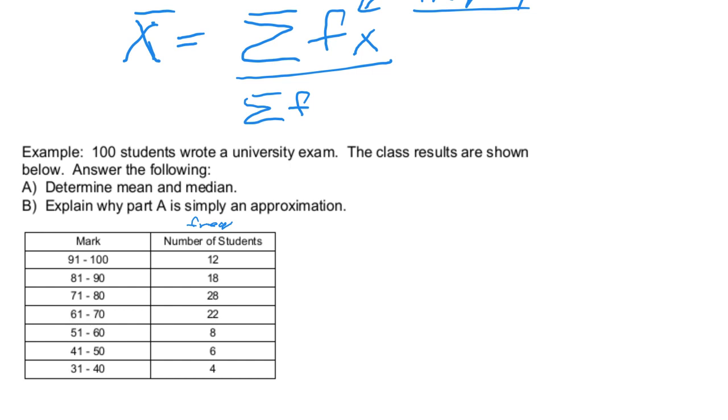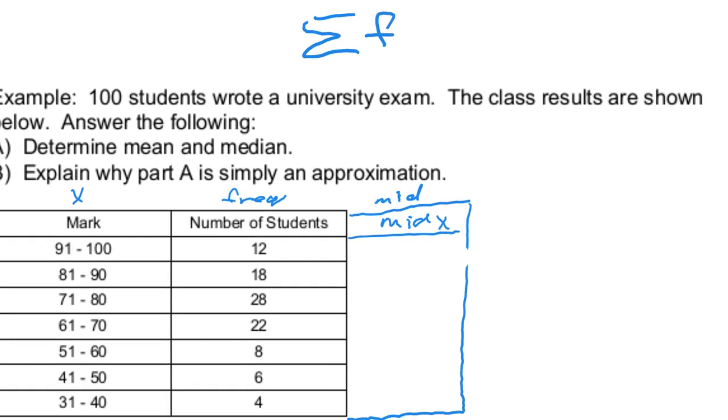And this represents the x value. But in order to get the x value, we have to calculate the middle point of our interval. So the midpoint of the interval is going to be 100 plus 91 divided by 2, which is 95.5. And then you do that for the rest of these. So let's zoom in so that I can make this a little easier for everyone to see.